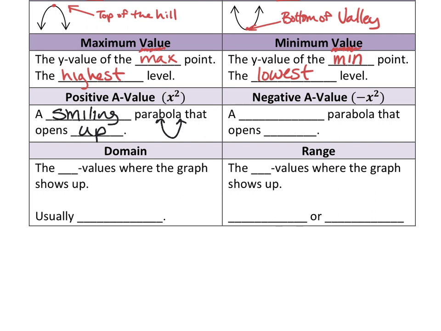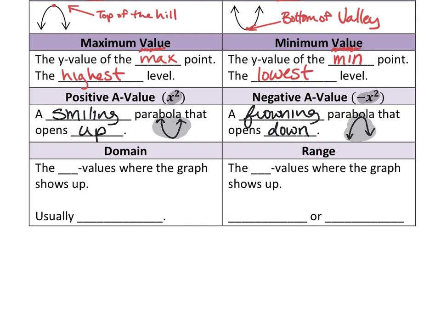Now a negative parabola, sad parabola, it's going to be frowning. A frowning parabola, and since those arrows are going down, we say it's going down. So it can either be a happy parabola or a sad parabola, depending on what the a value is, or what the very, very beginning is. Either positive x squared for a smiling graph or negative x squared for a frowning graph.